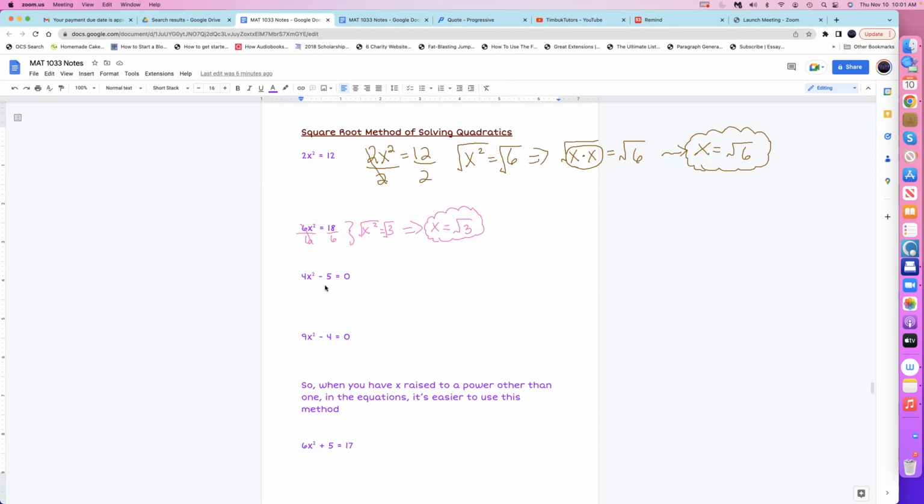4x squared minus 5 equals 0. I want to move the 5 over. I want to get the x squared by itself. So I have 4x squared equals 5. I will divide both sides by 4. So I have x squared equals 5 over 4. So I'm going to take the square root of both sides.